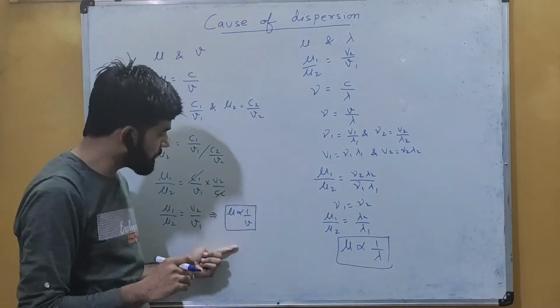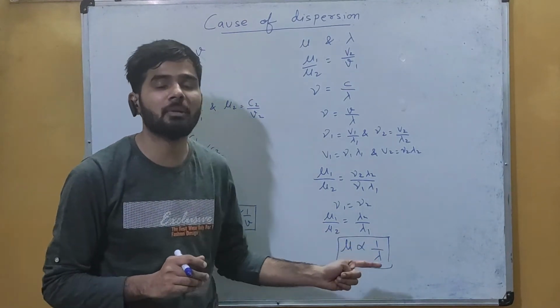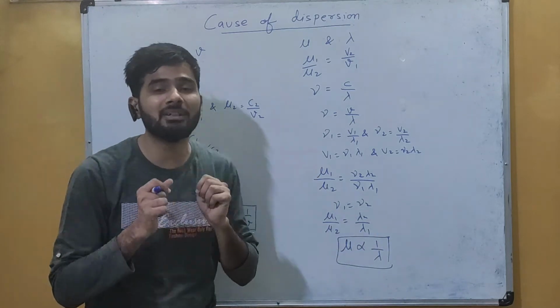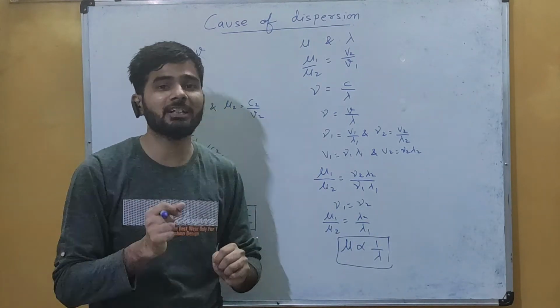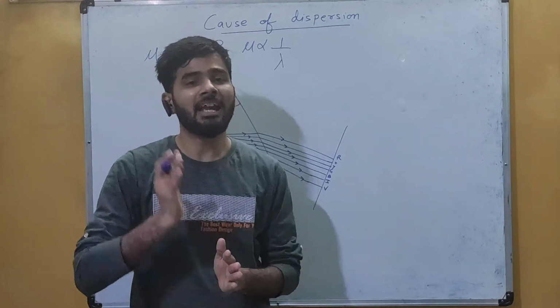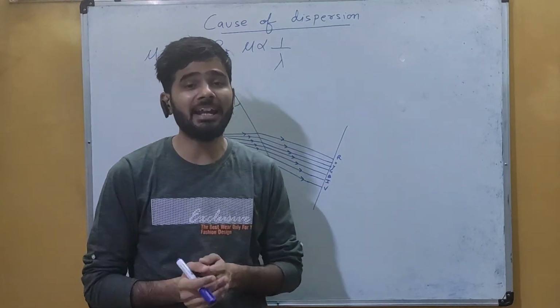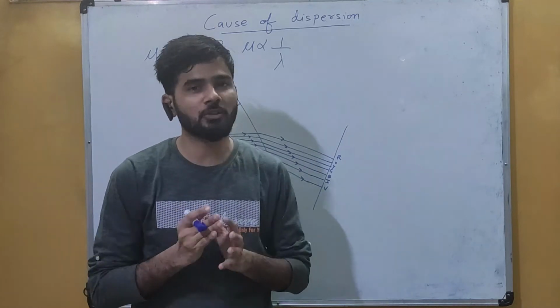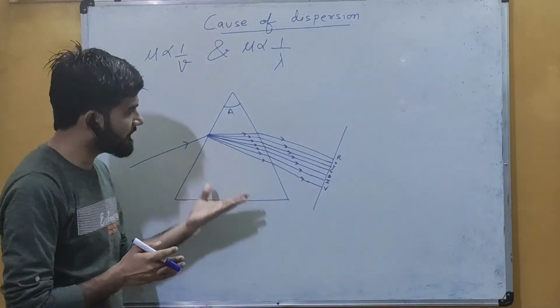So the relations mu is equal to 1 by v and mu is equal to 1 by lambda, by these two relations we will see why the dispersion takes place. So after looking at the relation between refractive index and velocity, and refractive index and wavelength of light, we will see what actually the cause of refraction is. Okay, here we have a prism.